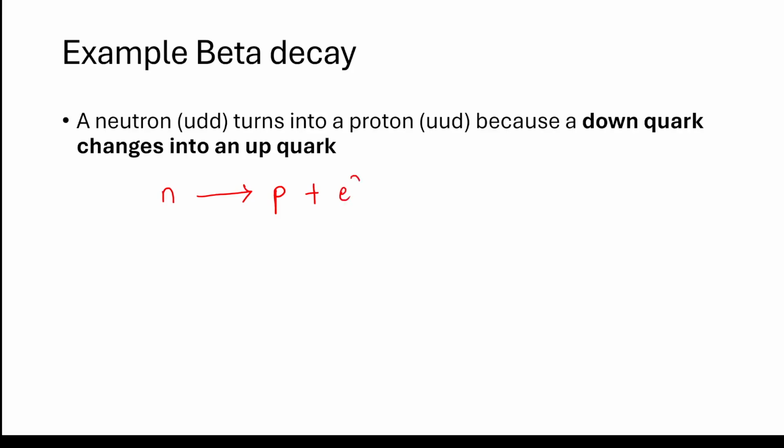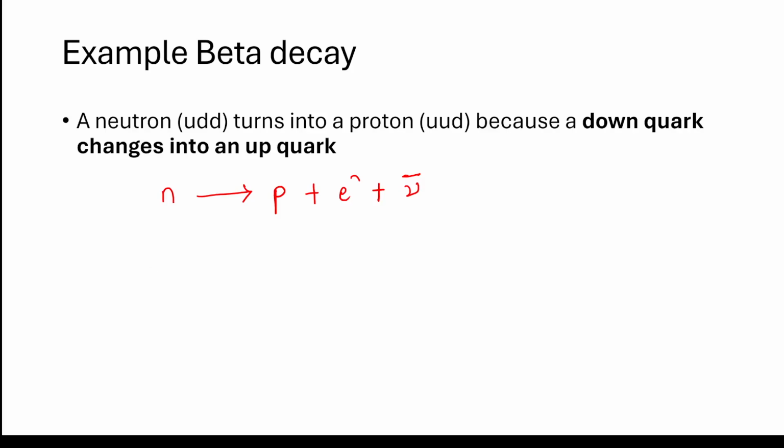That's why this is a beta minus decay. Plus, to conserve energy, an anti-neutrino is also emitted. So this is the symbol of the anti-neutrino, and an electron, which is beta minus decay. Now let's see what the charge is.